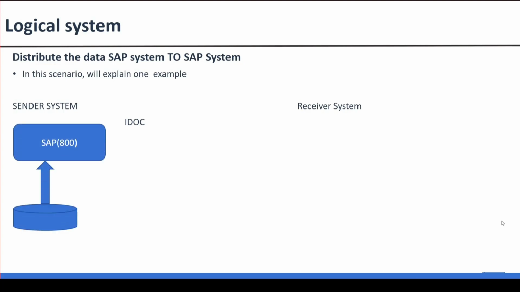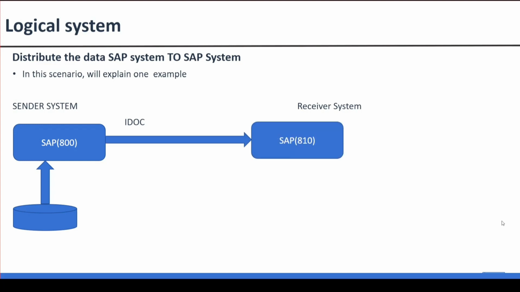Okay, this is my sender system. That client, the sender system, is an SAP system. In SAP, I have one server. Within one server, I have two clients. That is the 800 client, and the receiver system is the 810 client. My sender is the 800 client. My receiver is the 810 client.